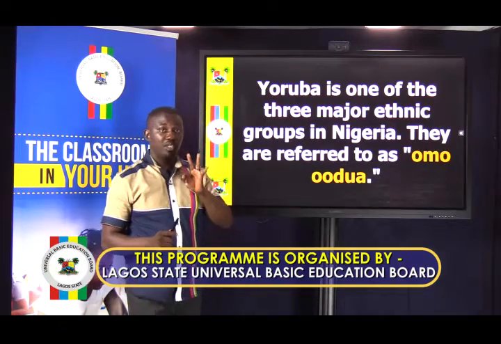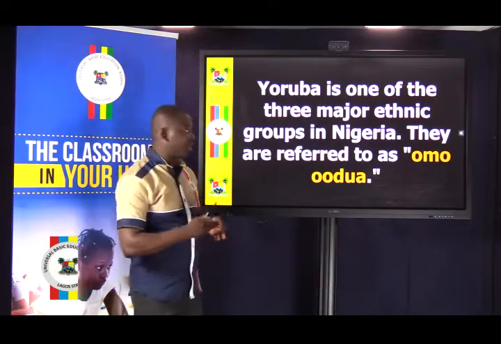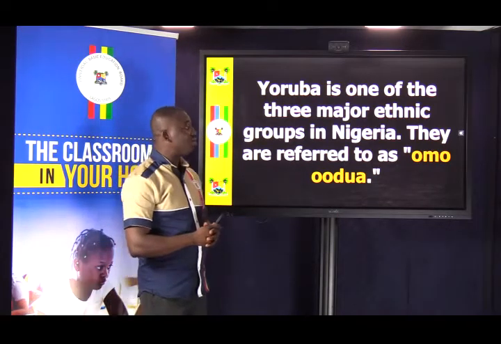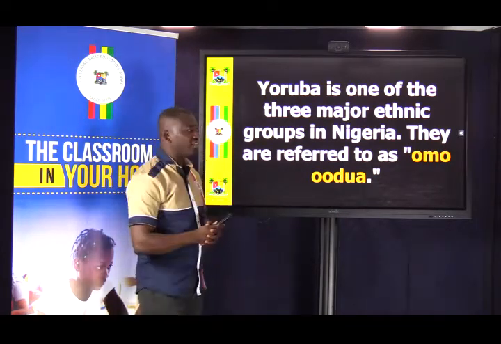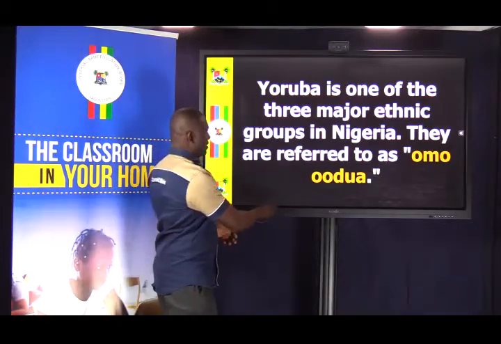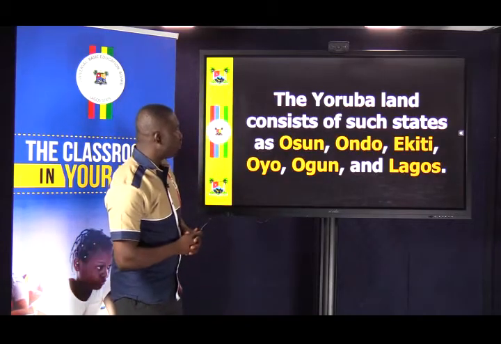The Yoruba people, or Yoruba, is one of the 3 major ethnic groups in Nigeria. Of course, you know we have 3 major ethnic groups, the Yoruba, Igbo, and Hausa. So Yoruba is one of the 3 major ethnic groups, and they are referred to as Omo Odua. Can you say that with me? Omo Odua. Omo Odua, yes. The Yoruba people are referred to as Omo Odua.